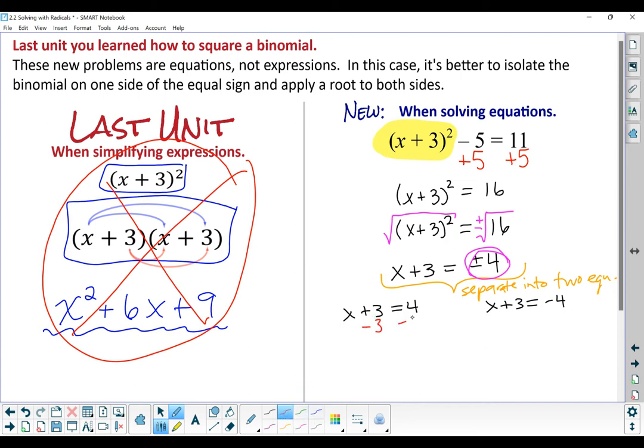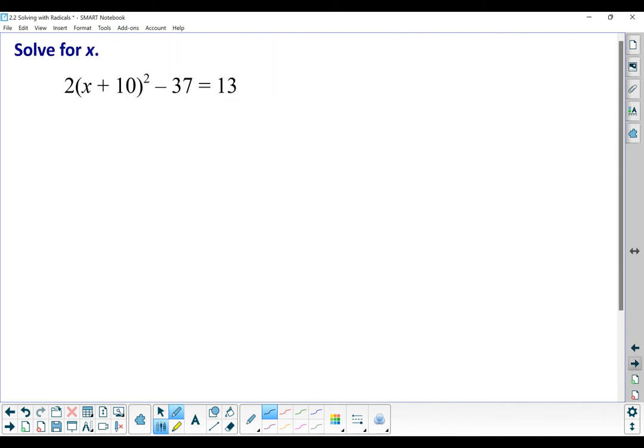When we subtract 3 from 4, we get 1, and that is one of our answers. But when we subtract 3 from negative 4, we end up with a second solution of negative 7. Those are our two answers to this equation. Either x is equal to 1 or x is equal to negative 7. This is a little bit tricky at first, so keep practicing it. You'll get the hang of it.